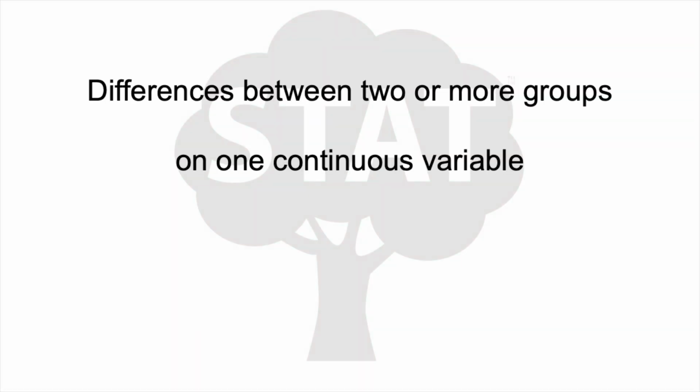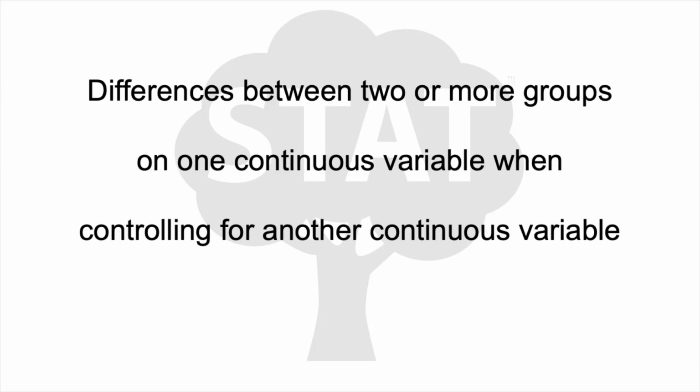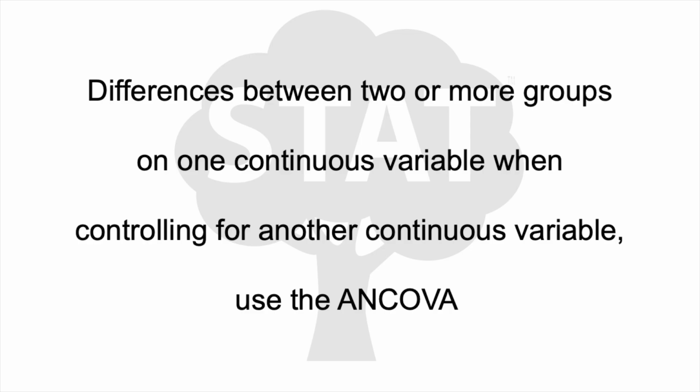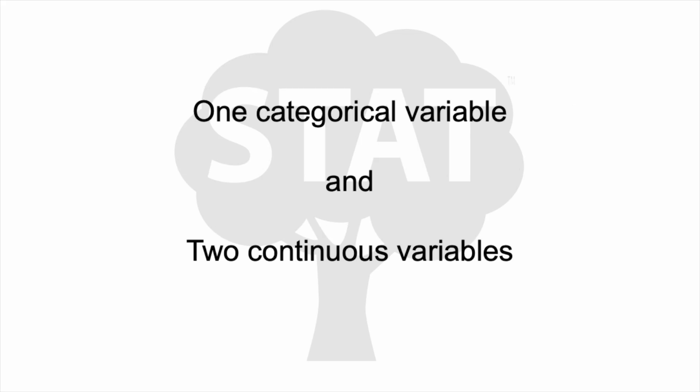To test whether there are differences between two or more groups on a continuous variable with a covariate independent continuous variable, the one-way ANCOVA would be appropriate. You will need one categorical variable and two continuous variables to run this test.